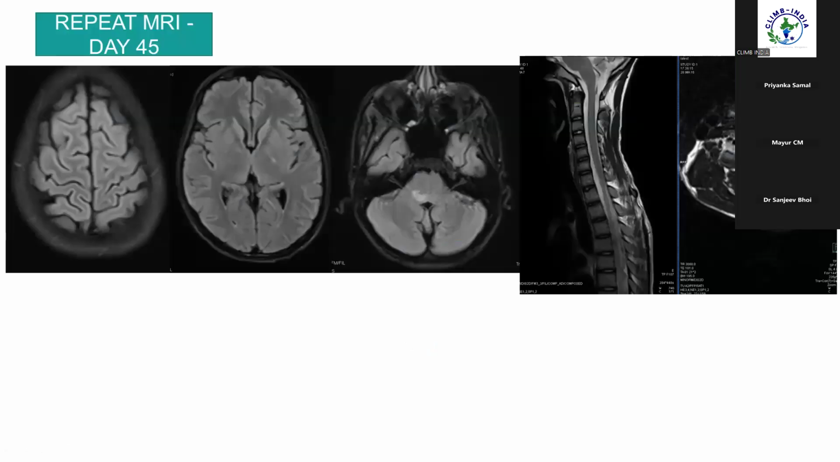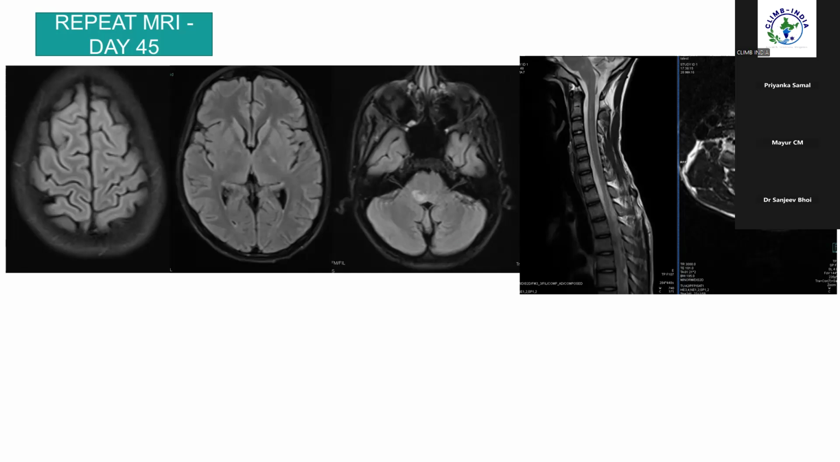So a repeat MRI was done on day 45 in the hospital itself, before discharge, which showed almost complete resolution of the lesions which were present earlier in the right high frontal region and also in the right pons. The frontal lesion has significantly reduced, on the left side it has almost disappeared, and the spine lesion which was present from the lower medulla up to the C7 cord has also reduced significantly.